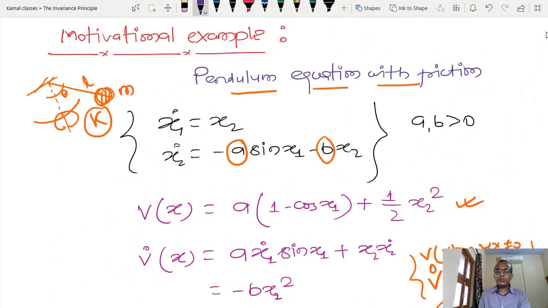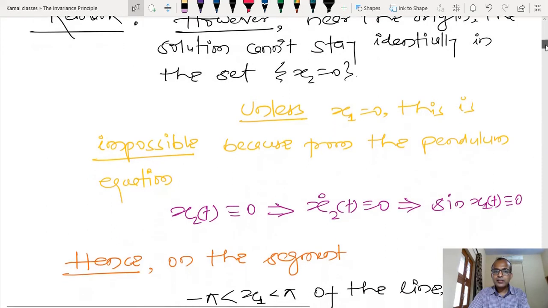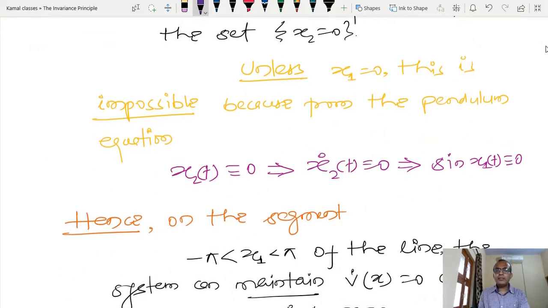When x2 equals 0, we try to see what kind of situation I have. You can see from this equation that if x2 equals 0, then x1 dot equals 0. But then I have x2 dot equal to minus a signum x1. So I have x1 dot equal to 0, but x2 dot equal to minus a sine x1 is acting there. In another way, x2 equal to 0 means the rate of change of theta, the angular velocity, equals 0, which implies angular acceleration is also 0. From the second equation I have x2 dot equal to minus a sine x1 minus b x2.